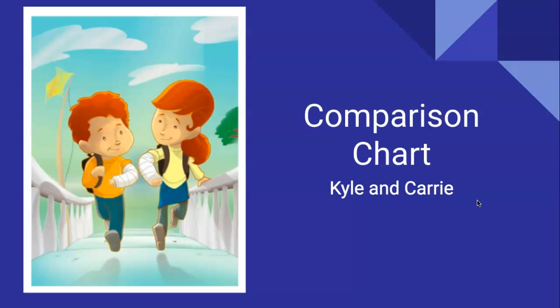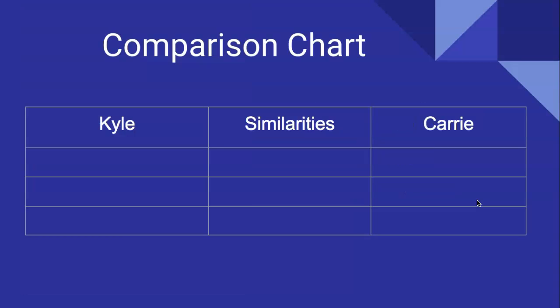So what we're going to do is I want you to work in pairs. So I want you to find a partner. I want you to grab your individual whiteboards, your markers, and your erasers. And I want you to make a comparison chart while working together between Kyle and Carrie. So your whiteboards should look something like this. Okay, so you want to write down the things that are the same about Kyle and Carrie in the middle and write their differences on each side.